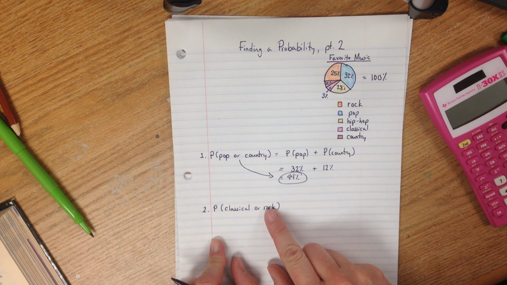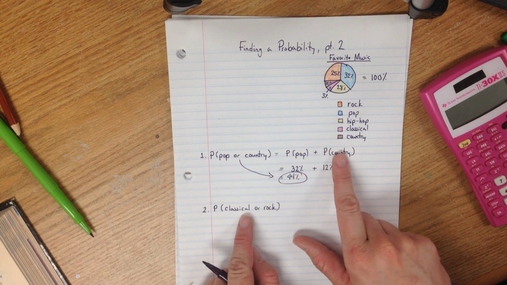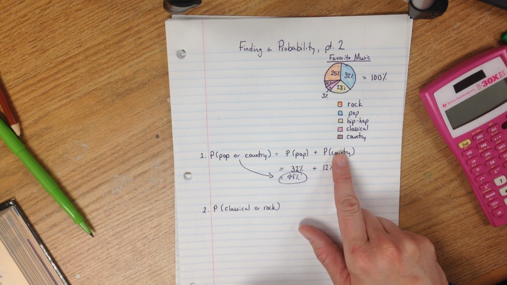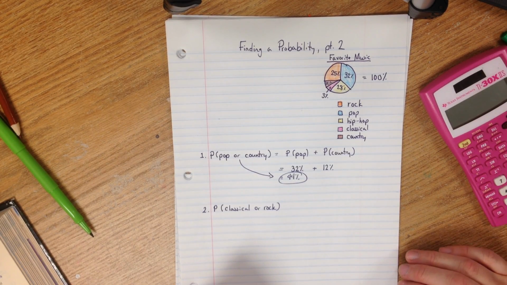So when you have two options here and it's an or option, then what you're going to do is you're going to add together those two probabilities for your answer. So pause the video and calculate the probability that someone would like classical or rock, and then restart the video to check your work.